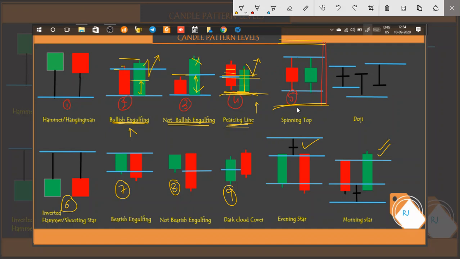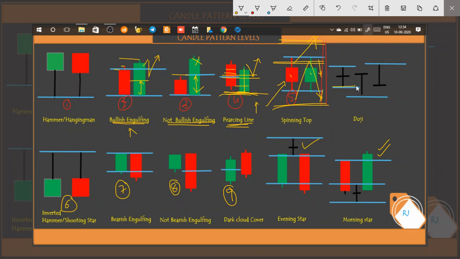Consider if you spot these candles and the level is present somewhere here, then this acts as a sign of reversal. So for that reason they are considered as confusion candles, and depending on where they appear, they will continue the market or they will reverse the market.